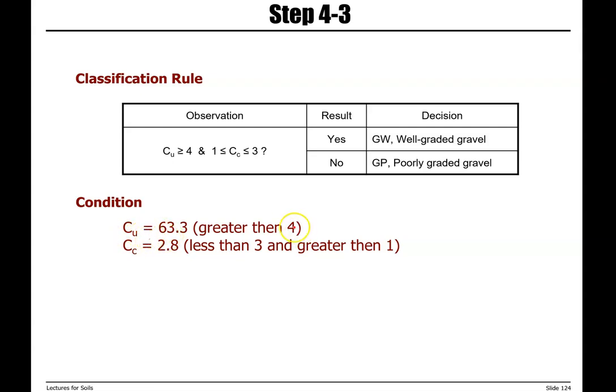Coefficient of uniformity is greater than 4. This one is satisfied. Coefficient of curvature is between 1 and 3. This one is also satisfied. We can say that we have a well-graded gravel sample.